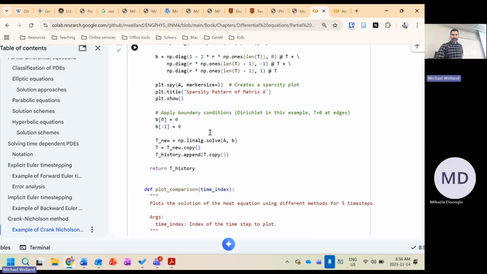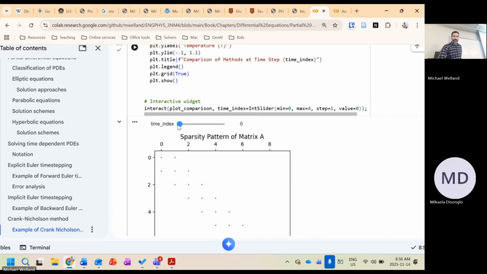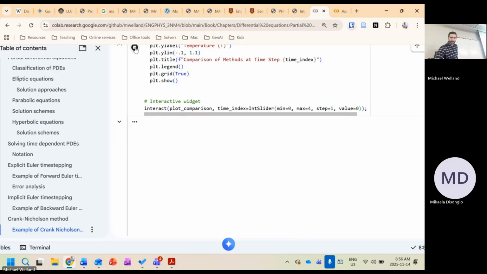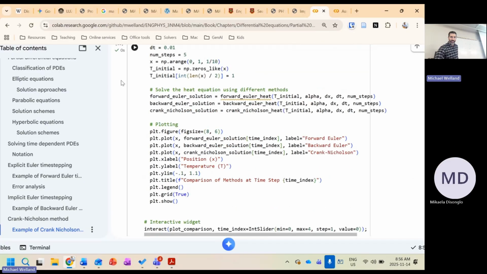Example here. So this is the matrix sparsity, it doesn't change because of the unknowns. Why isn't this working? Because it doesn't want to work at all. Okay, let's try and run all.